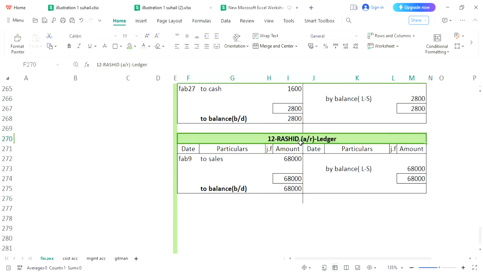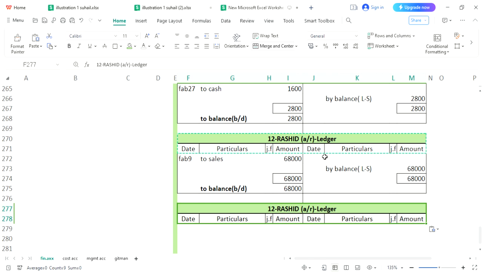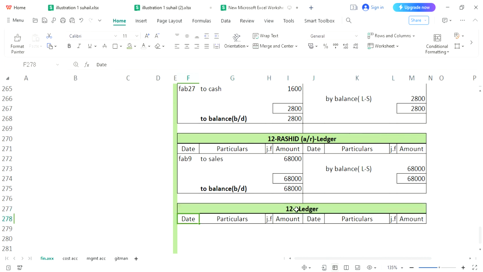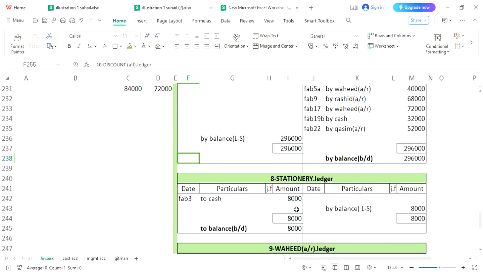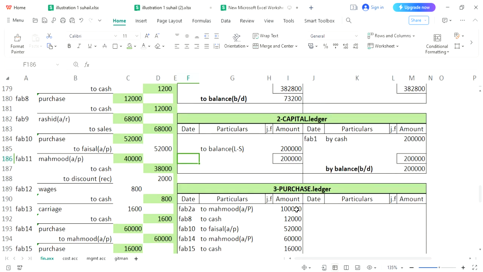It's time to see our next ledger. For that purpose, we are just taking the same headings which we have used for the previous ledger, and we will be changing just the title, and we will search what new title would be after Rashid. We have completed account of Rashid. Let's go upward and see where Rashid is present.